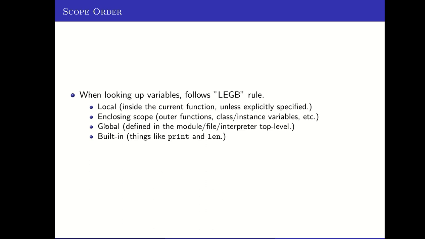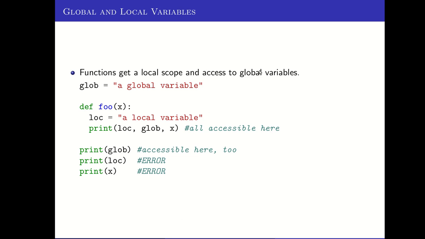Then it looks for things that are globally defined in the module or the file you're working in, or if you're running at the interpreter, then it will look at things that were typed in at the interpreter top level. That's your global scope at that time. And then it will look at built-in things like print and len for length or stuff like that that's built into the language. So this is the general set of rules. Now let's look and see some examples of how those actually work in practice.